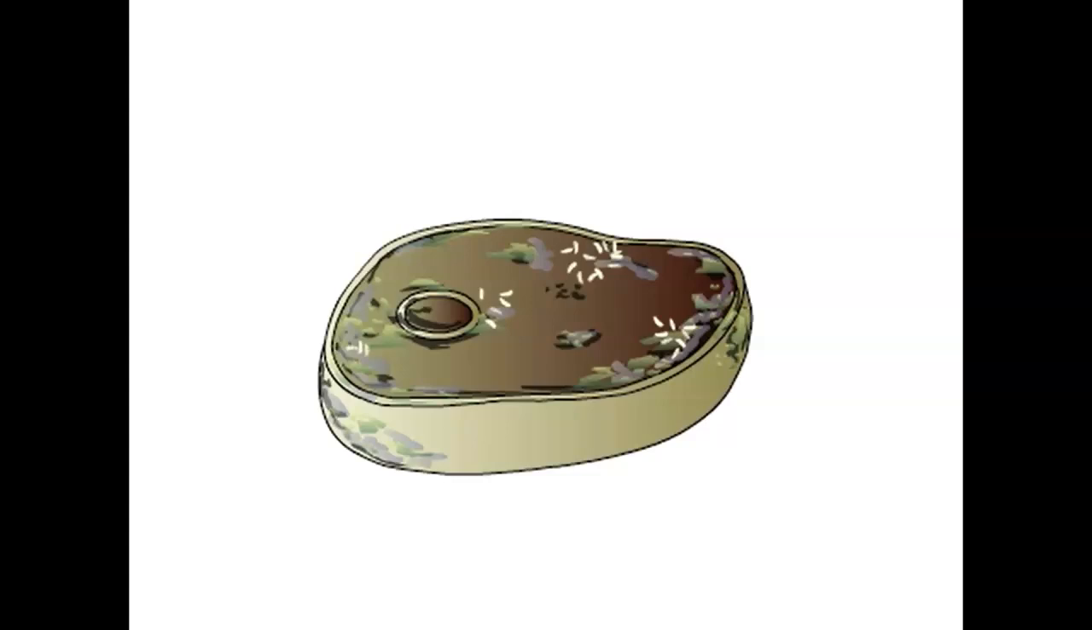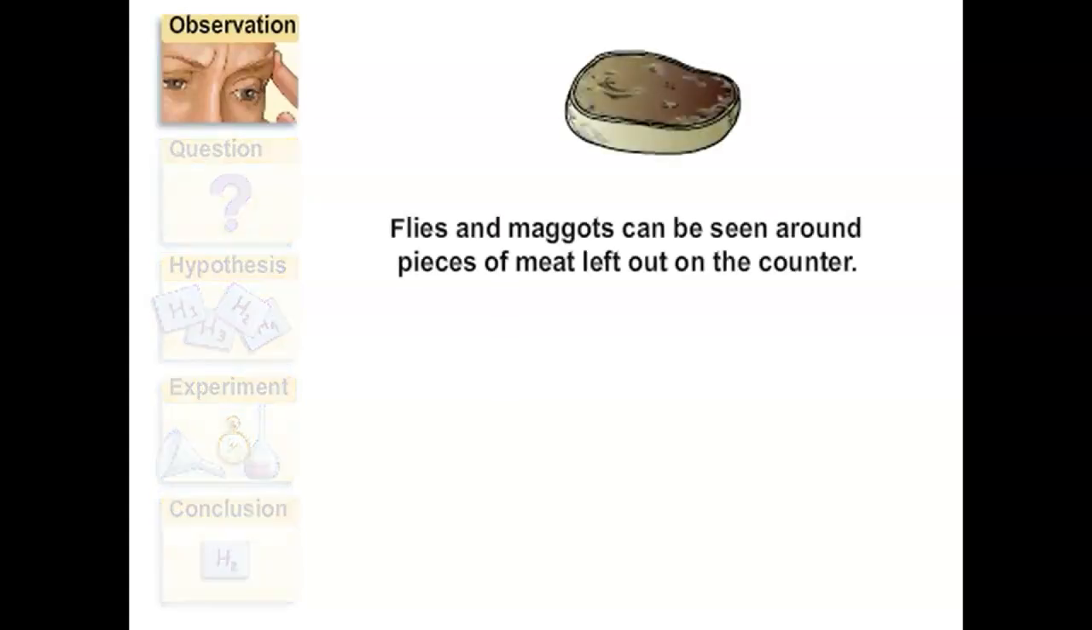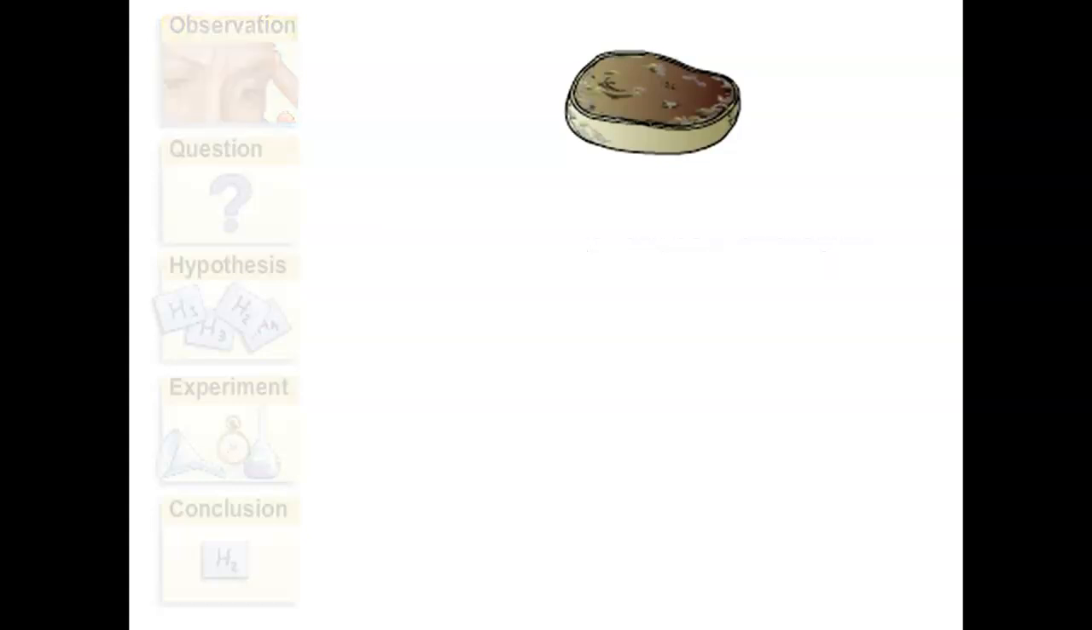In the 1600s, Francisco Redi sought to test the hypothesis of spontaneous generation by applying what came to be known as the scientific method, a process of making observations, asking questions, formulating a hypothesis, and designing experiments to test the hypotheses. Redi and others observed that flies and then maggots could be seen around pieces of meat that were left out in the open. He therefore asked the following questions.